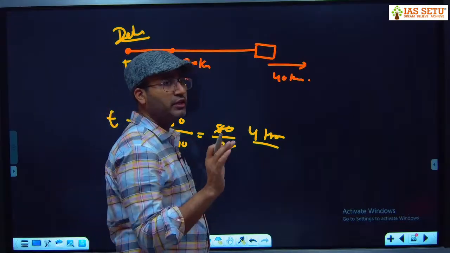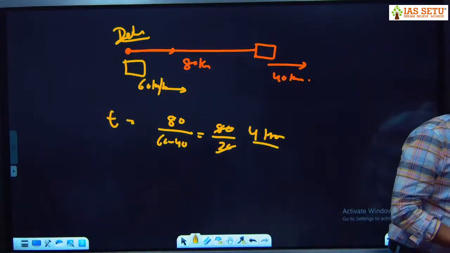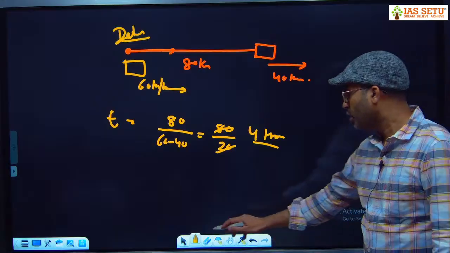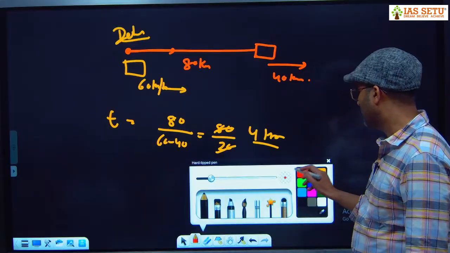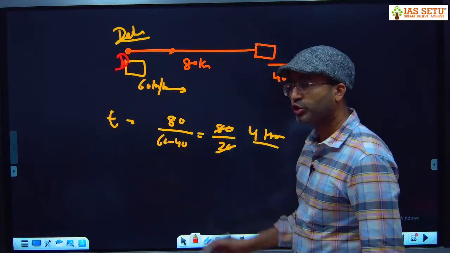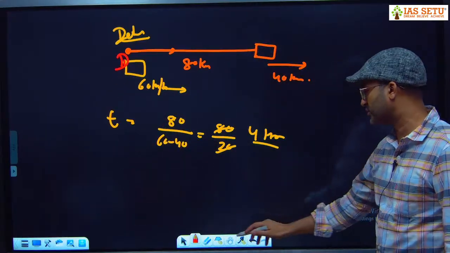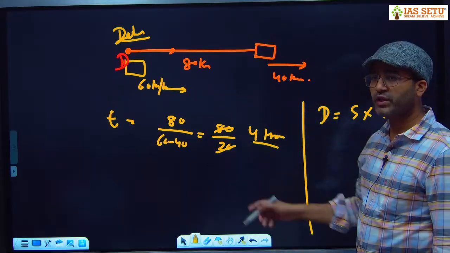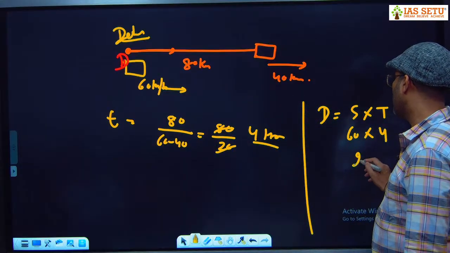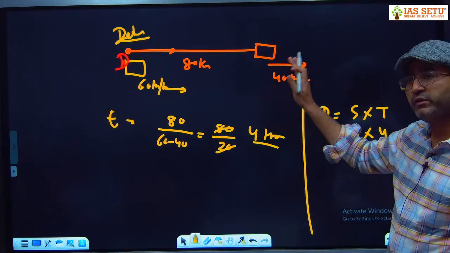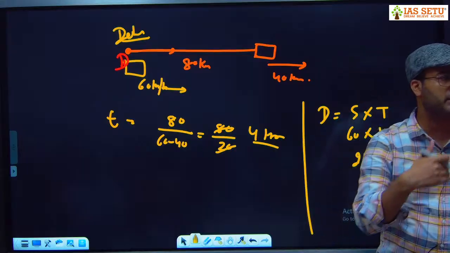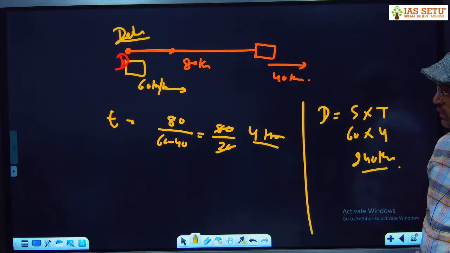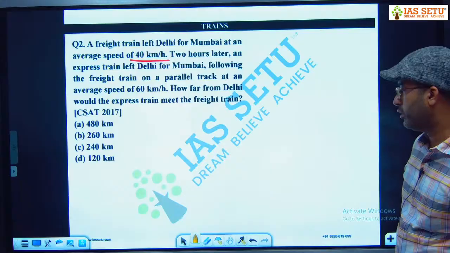So express train will take 4 hours to catch the freight train. एक्सप्रेस ट्रेन को 4 घंटे लगेंगे फ्राइट ट्रेन को कैच करने में। Now here, how far from Delhi? तो ये एक्सप्रेस ट्रेन दिल्ली रेलवे स्टेशन से निकल रही है, तो 4 घंटे में, in 4 hours, what distance will this express train cover? So here distance is equal to speed into time. What is the speed of the express train? 60 times 4 hours, so after 240 kilometer it will catch the freight train. 240 किलोमीटर पे उसको पकड़ लेगी। Okay, so our answer is 240 kilometer.